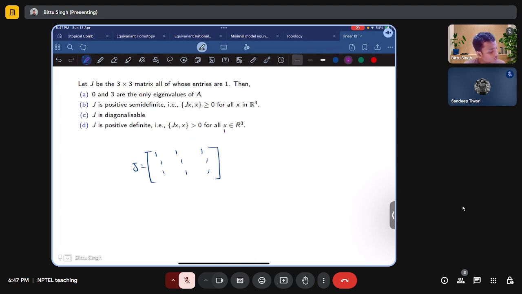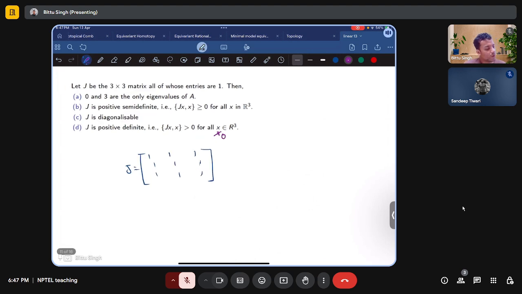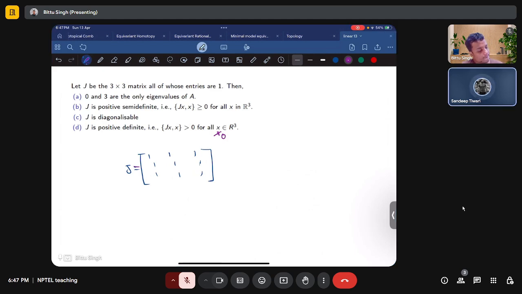This is actually wrong, not for all non-zero x. Okay. So 0 and 3 are the only eigenvalues. Is it clear that 0 is an eigenvalue? 0 and 3 are the only eigenvalues of A. Yes, sir. Correct.